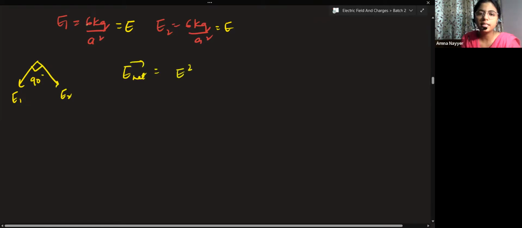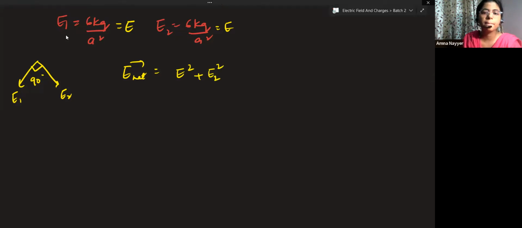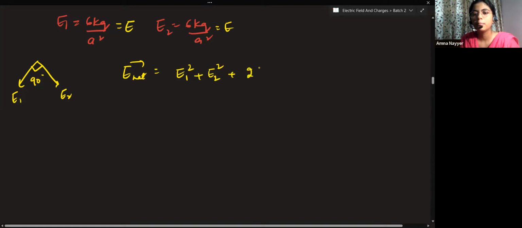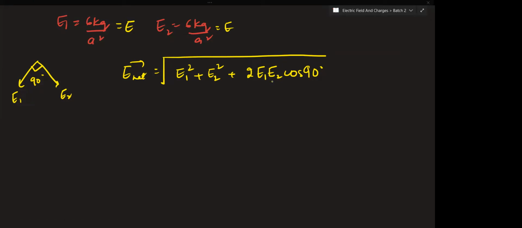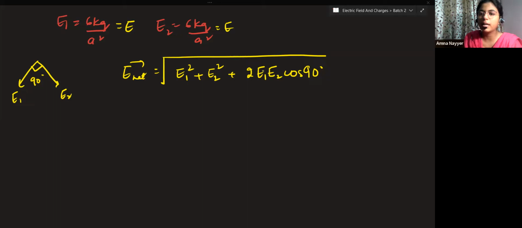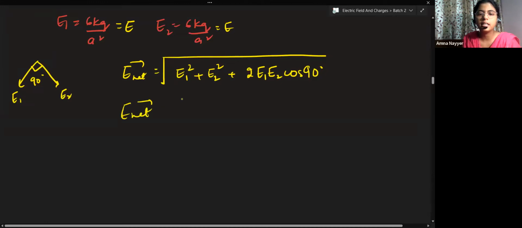This will be E1 square plus E2 square plus 2E1E2 cos 90 degree, under root. This is how you will write the net electric field. What is the value of cos 90? 0. So this whole term multiplied by 0 will give you 0. So net electric field is under root E1 square plus E2 square.